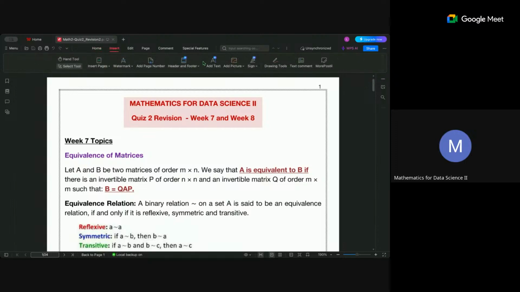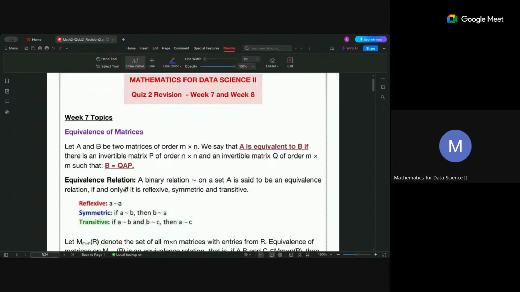So here we are considering two matrices A and B which are of order m by n, right? Now we say that A is equivalent to B if we can find invertible matrices P of order n by n and Q of order m by m such that B is equal to QAP. So this is the definition for equivalence of matrices, right?